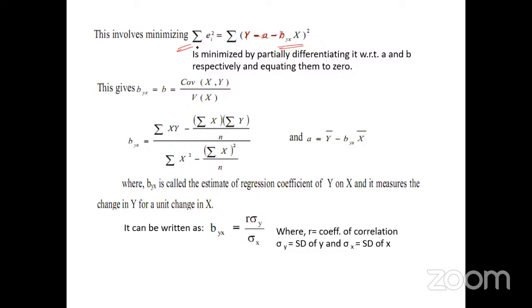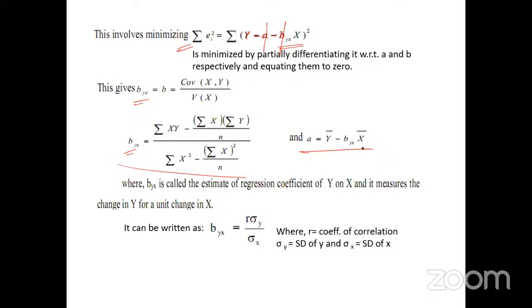To minimize it, we take the partial differentiation with respect to a and with respect to b, and equate it to 0. We get some equations, and when you solve those equations, we directly get the formulas for estimating the constants a and b. This is the formula for estimating b, and this is the formula for estimating a. Once you get the values of a and b, we just put them in the equation, and that is called the regression equation.